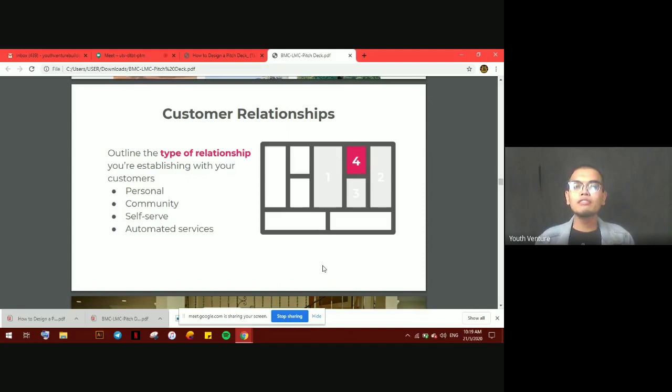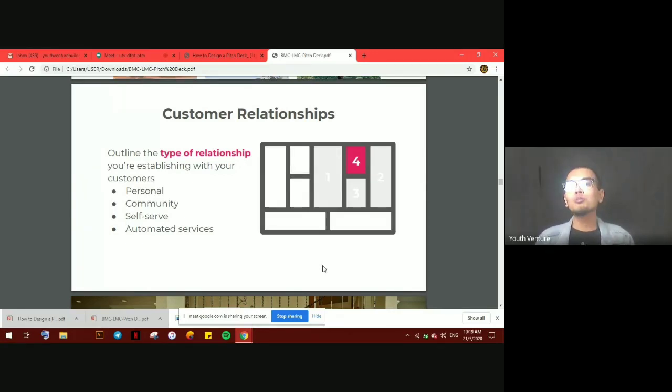So next one is self-serve. For example, Grab. What Grab does is after you finish a specific service, you can give comments on that specific service. That is how they establish customer relationship. Every time you complete a service, they will prompt you to give reviews and comments on how to improve the service.